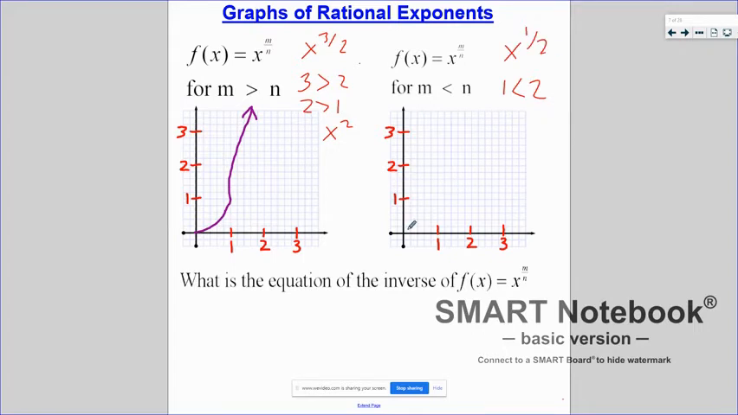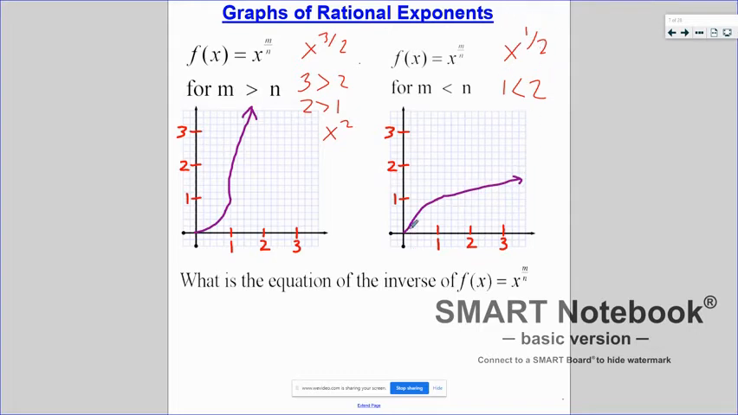Well, what are the 2 points that they have in common? They're going to go through 0, 0. The graphs are going to go through 1, 1. And then how do I go through those 2 points? Straight like a line, parabola, or like a square root graph? Well, this one's going to be more like a square root graph, concave down.